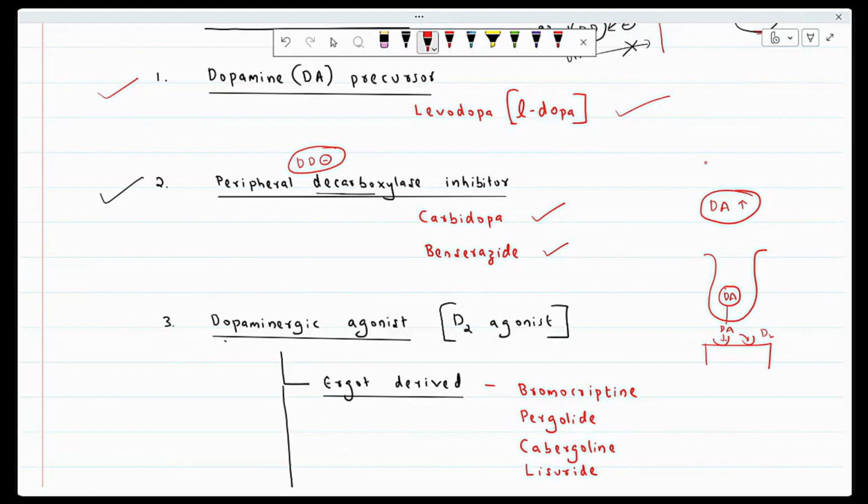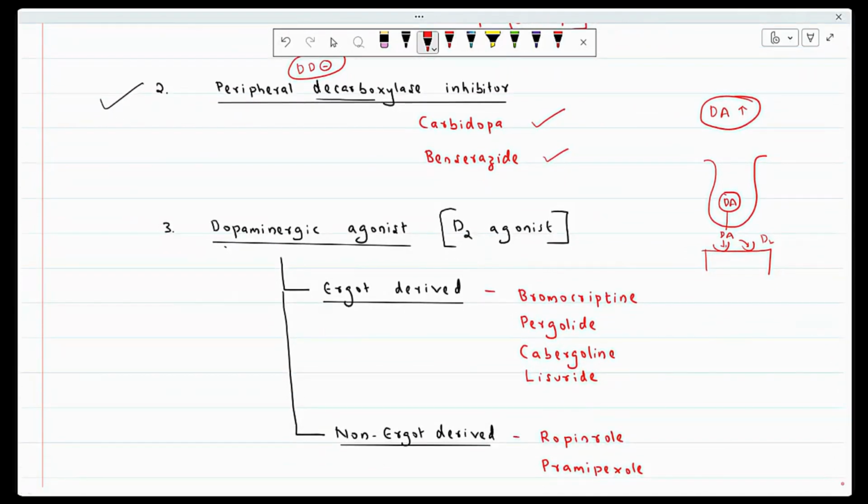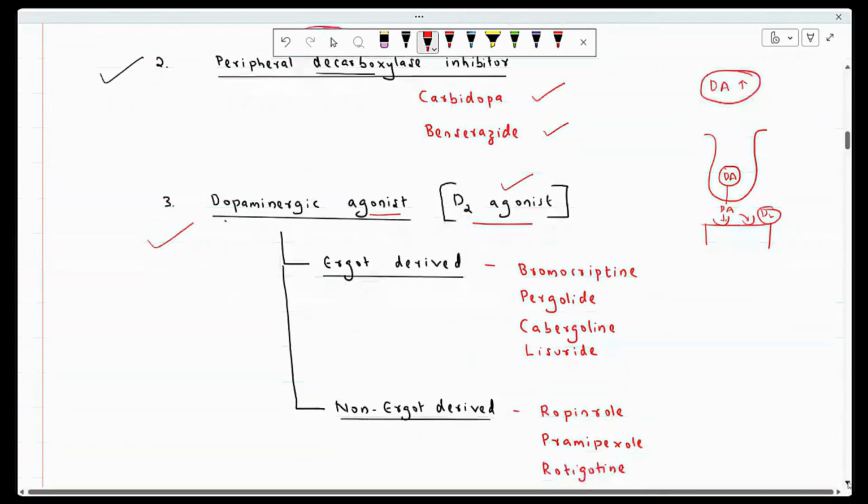Now what you could give is a drug which can act like dopamine, which can go and stimulate these dopamine receptors, the D2 receptors. That is called a dopaminergic agonist or D2 agonist. The point is that you want to increase the dopaminergic activity, so you can give a drug which can stimulate the D2 receptors in the basal ganglia. So they are called D2 agonists or dopaminergic agonists. We can divide them into two categories.